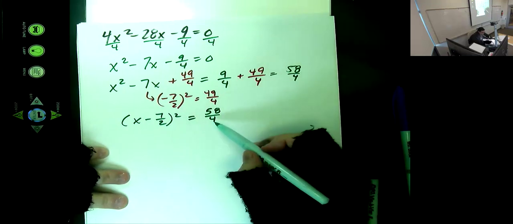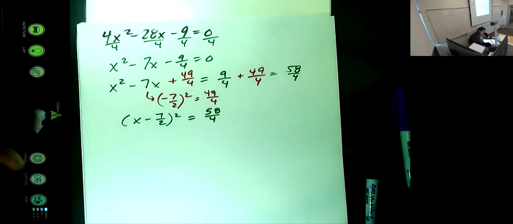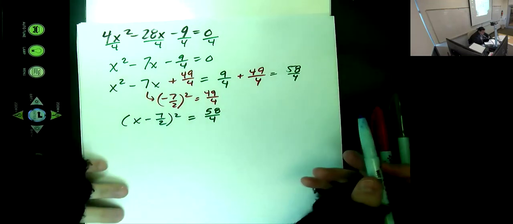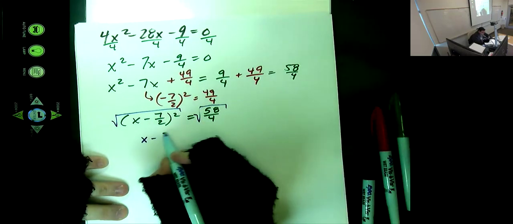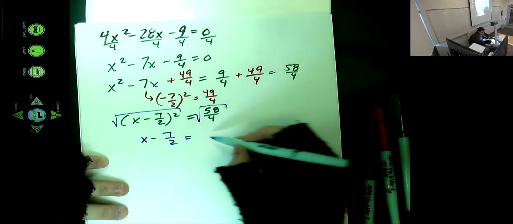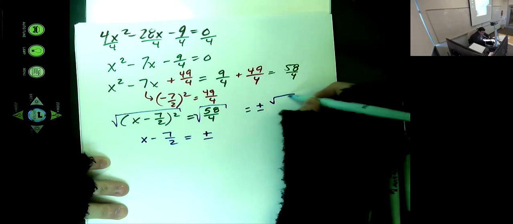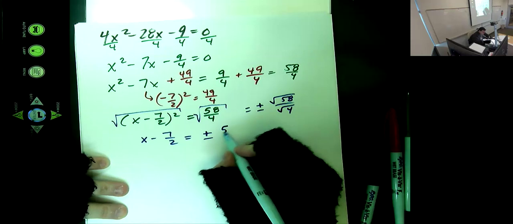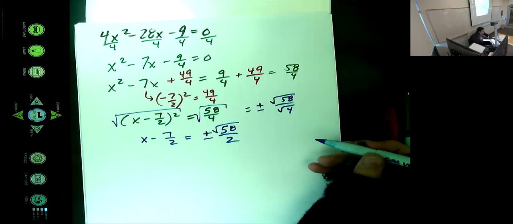Because when I take the square root, if I reduce it, I'm gonna end up with a 2 on the bottom. If I take the square root, now I've got a radical on the bottom. That's messy. So we're just gonna leave it like that. Hit that with the square root. That is plus or minus square root of 58 over the square root of 4. And since we didn't reduce, we have a nice simple bottom right now.